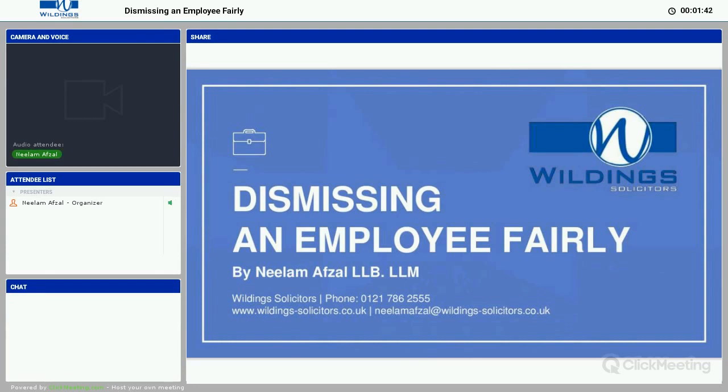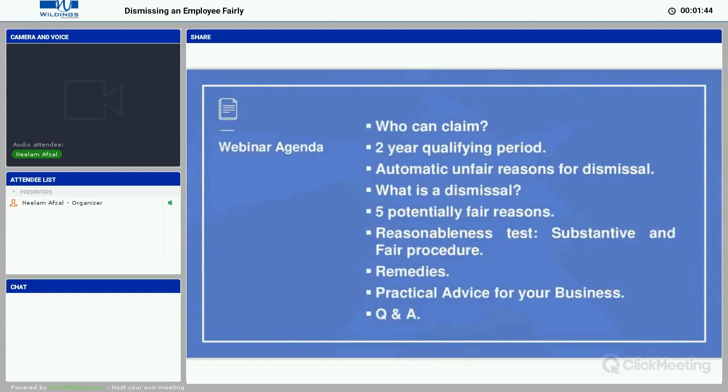So we're going to move on to the next slide, which is what we're going to cover in this webinar: who can claim unfair dismissal, the 2-year qualifying period, automatic unfair reasons for dismissal, what is a dismissal, 5 potentially fair reasons for a dismissal, the reasonableness test, looking at the substantive and fair procedure, remedies and practical advice for your business.